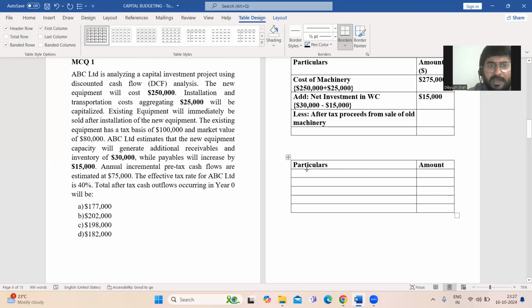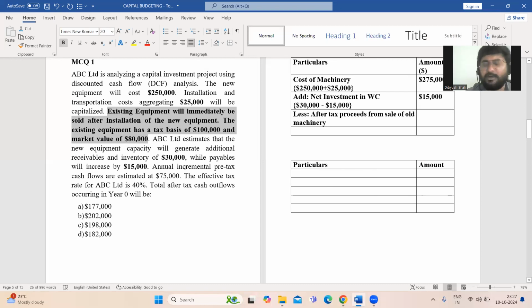Now, they are telling you existing equipment will immediately be sold after installation of the new equipment. Existing equipment has a tax basis of 1 lakh and market value of 80. Of course they are not telling you cash inflow, but I will get what is market value only, right? Nobody is going to pay me more than the market value. So cash proceeds from sale, 80,000.